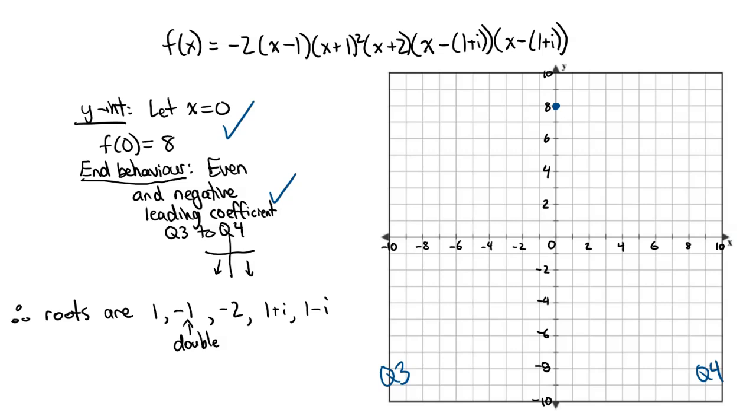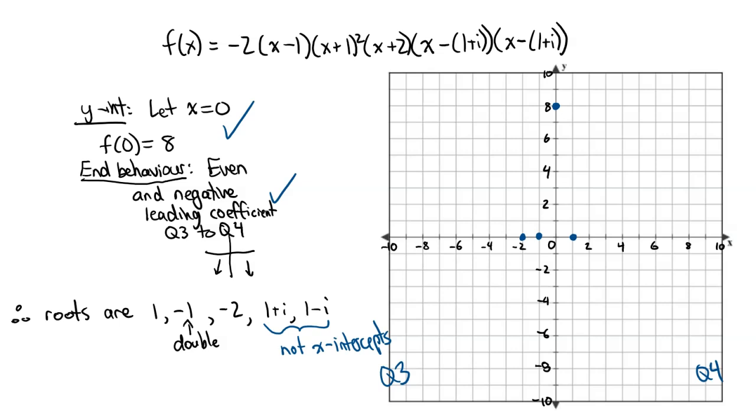So we have a root at positive 1. We have a double root at negative 1. We have a root at negative 2, and then those 1 plus i and 1 minus i, these are not x-intercepts. So they're not going to have any bearing on what we're trying to graph here. So they are roots, but not something that is affecting the x-intercepts.